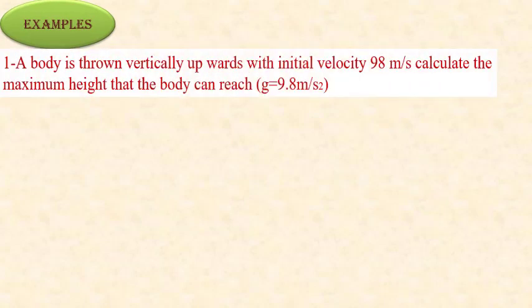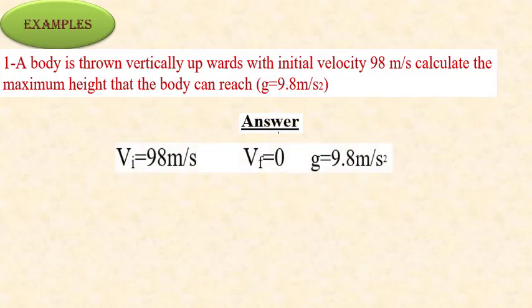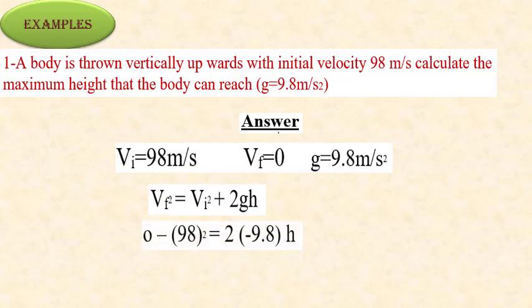Example: a body is thrown vertically upward with initial velocity 98 meters per second. Calculate the maximum height reached by the body, knowing g equals 9.8 meters per second square. From the given, vi equals 98 meters per second, vf is 0 at maximum height, and g is 9.8 meters per second square. By applying the third equation of motion, the height will be 490 meters.